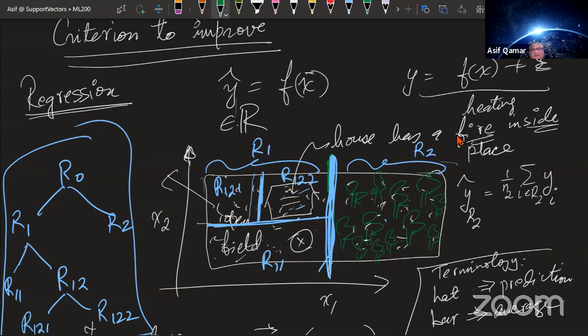So the house is likely to be the warmest. So what would you like to do? How would you like to build a decision tree? You may start out by first splitting along this big blue line. It will bifurcate out the forest.